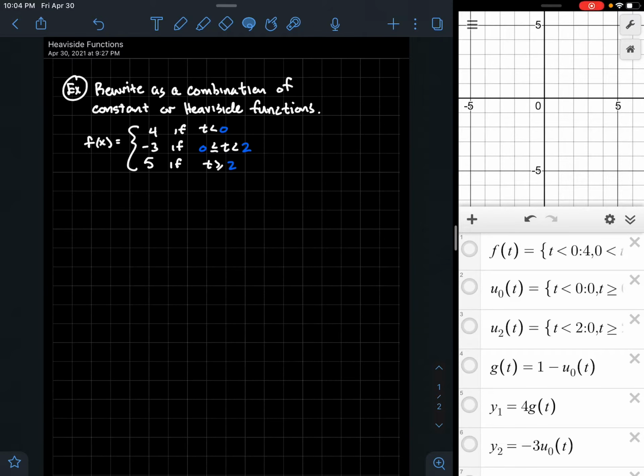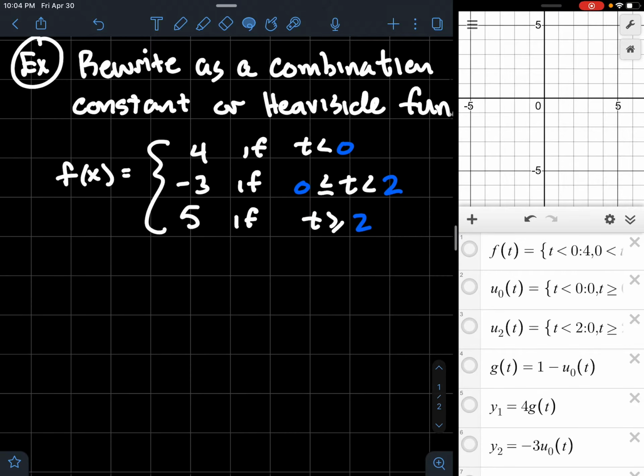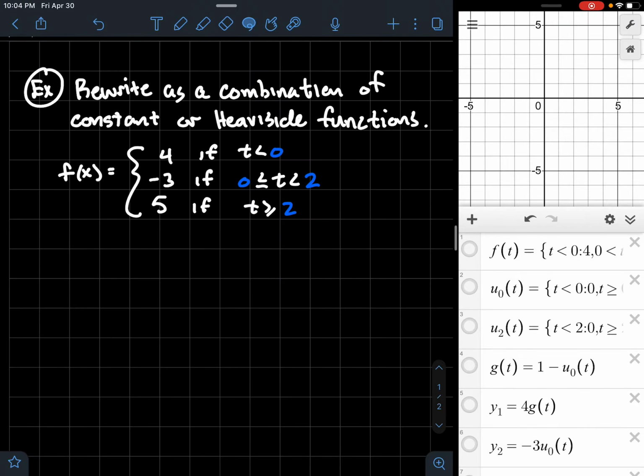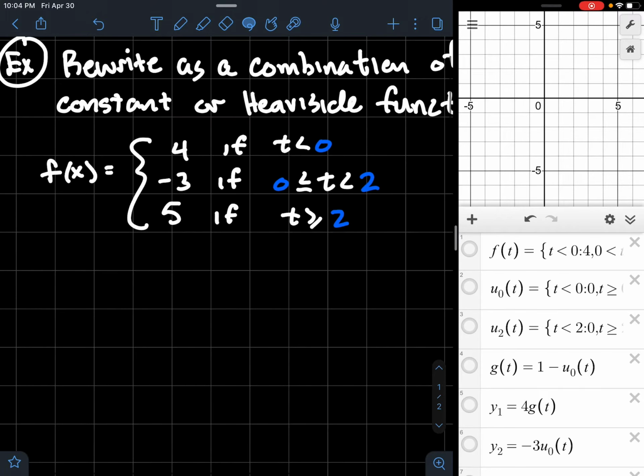All right, in this problem, we're going to talk about how you rewrite a step function of some kind or a piecewise function in terms of Heaviside functions or a combination of, say, constants and Heaviside functions. I'm using constants here just because each of the pieces of my piecewise function is constant. You'll see how that works. But you could do the same argument even if you had something like x squareds or t squareds.